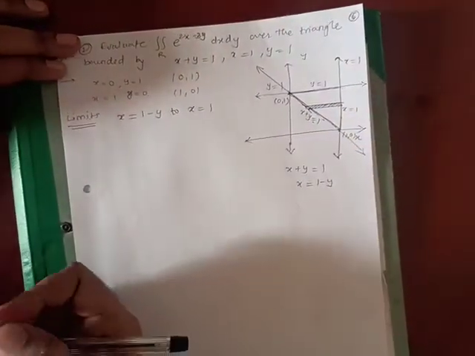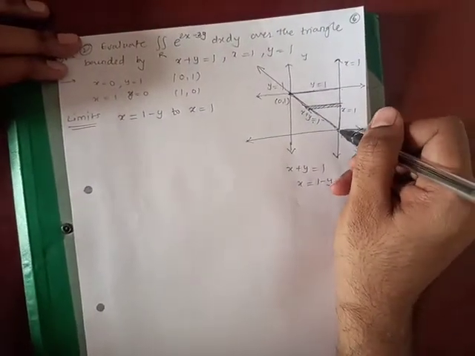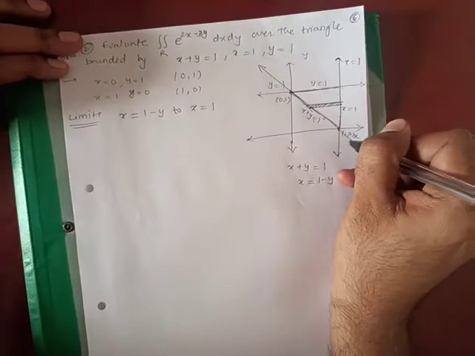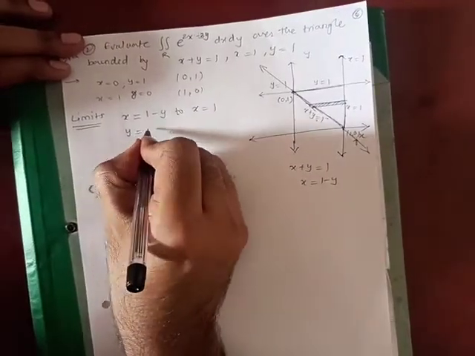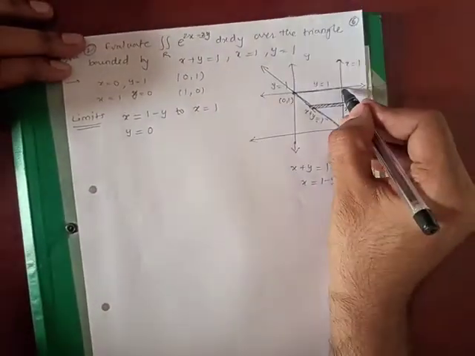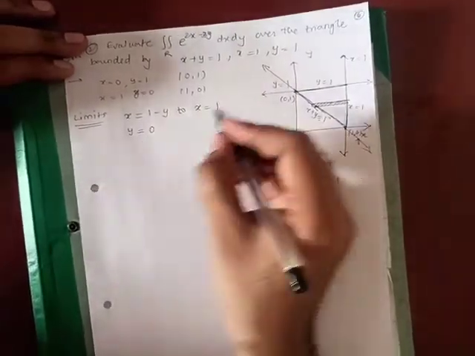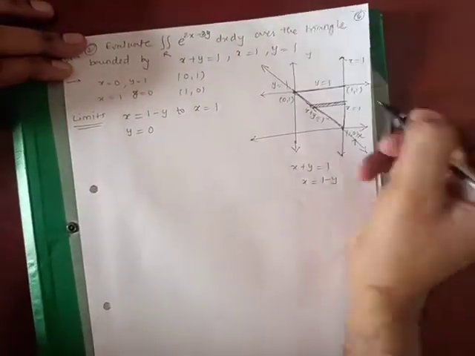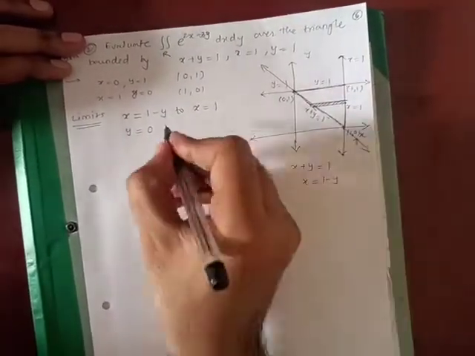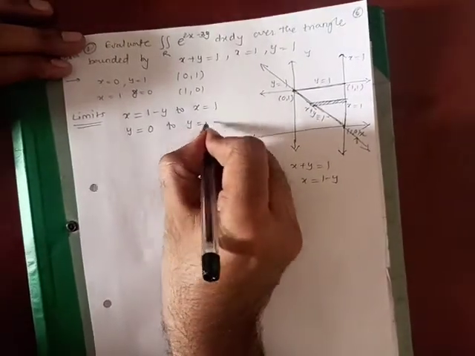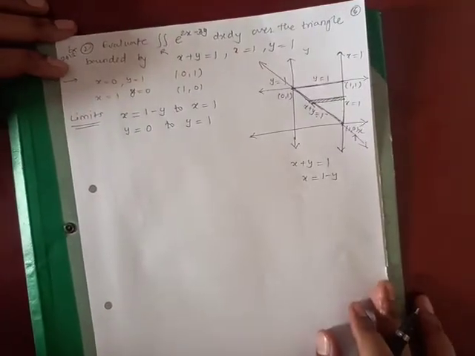This is the limit of x. At the same time, y will travel from this point to this point. Here, at this point, y value is 0, and at this point, y value is, can you guess? Can you guess this point? This is 1, 1. Because here it is 1, here it is 1. Y will vary from y is equal to 0 to y is equal to 1. So these are the limits.